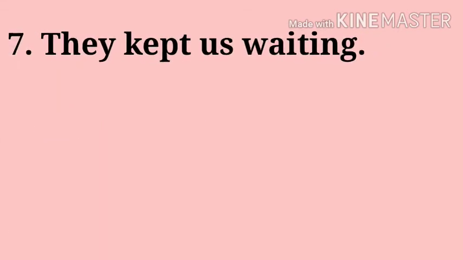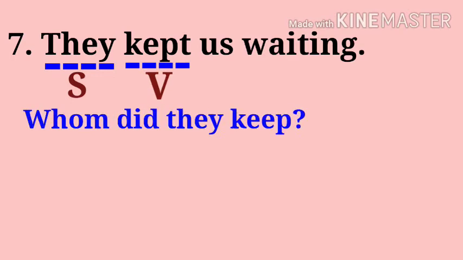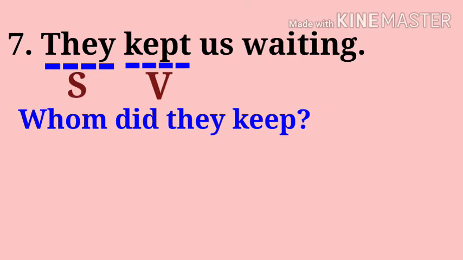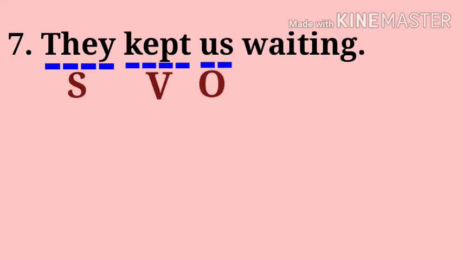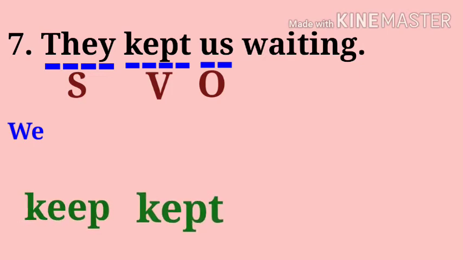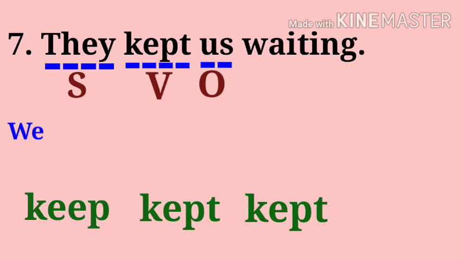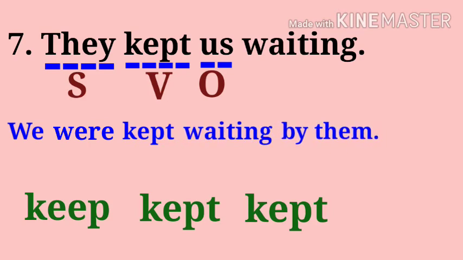See, they kept us waiting. See the subject. They is the subject. Kept is the verb. Whom did they keep? And the answer is us. So us is your object, that us will turn into we, and the given sentence is in simple past tense. See the three forms: keep, kept, kept. Understand? So we were kept waiting by them. They will turn into them. Okay. Now the next sentence.